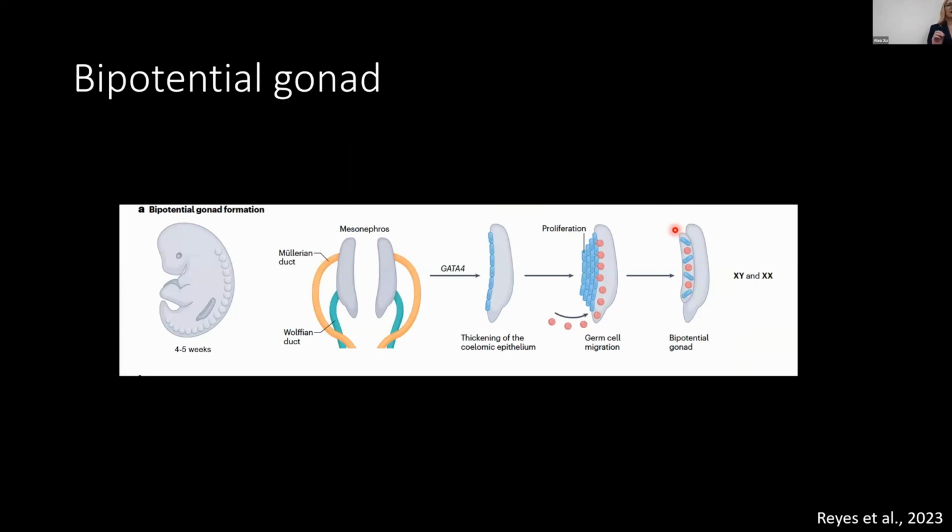So how does the ovary and the testis form? Ovary and testis formation begins with the formation of a structure called the bipotential gonad. This bipotential gonad is first developing in the 4th to 5th week post-fertilization.